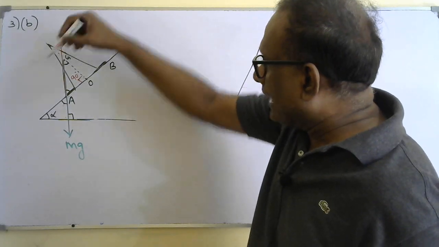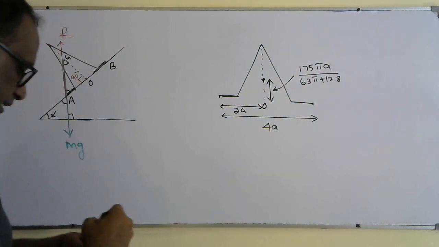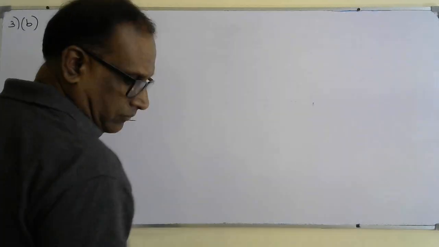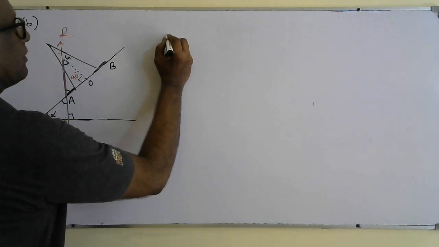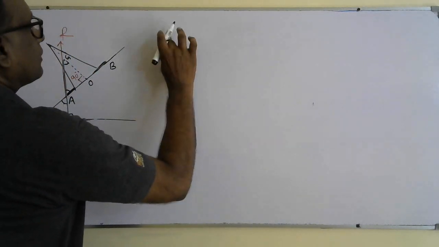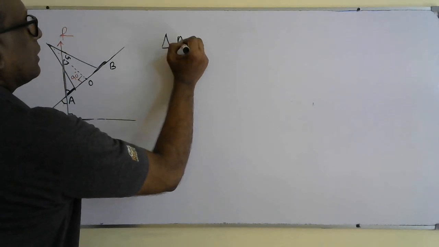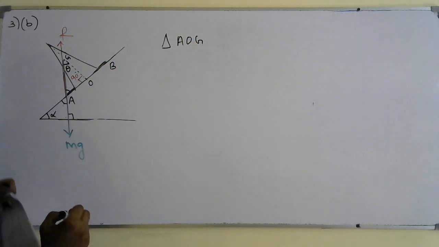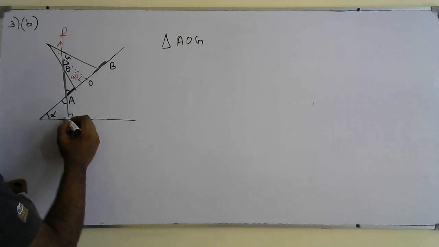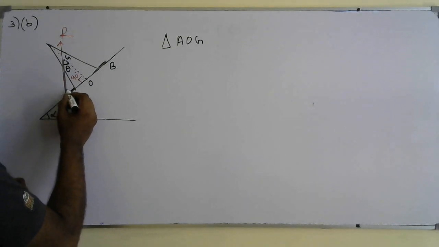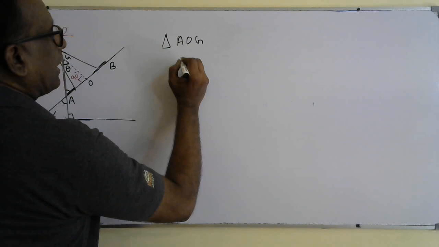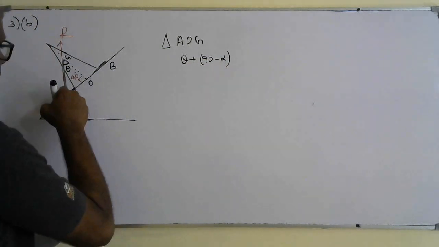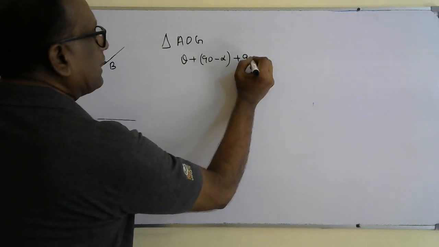So in this right angle triangle AOG, if I call this angle theta, how much will be the theta? This is alpha, this is 90, this is 90 minus alpha. So theta plus 90 minus alpha plus 90 equals 180.